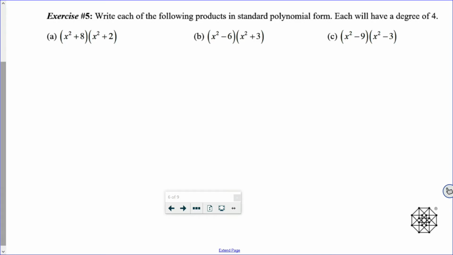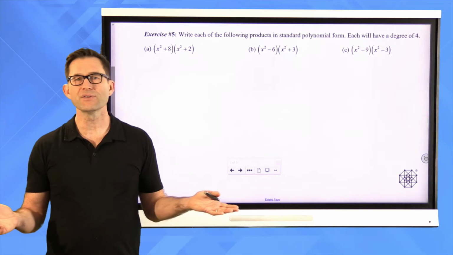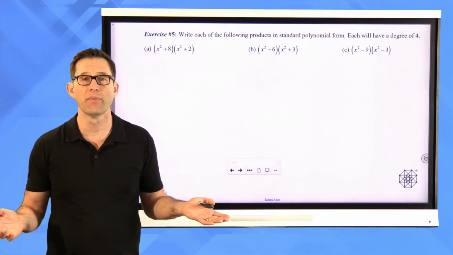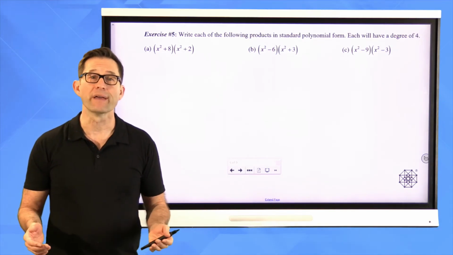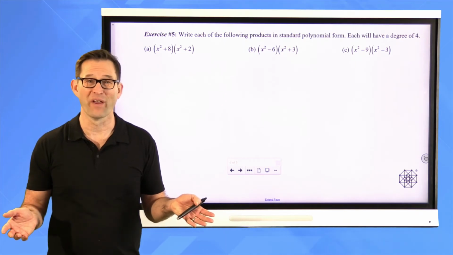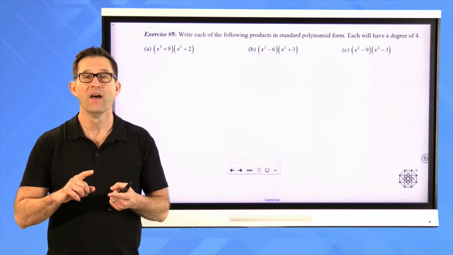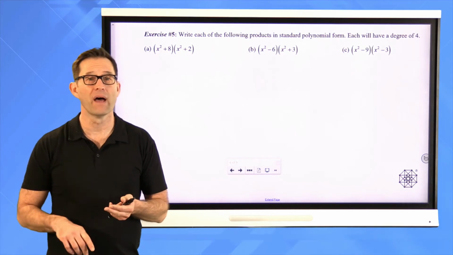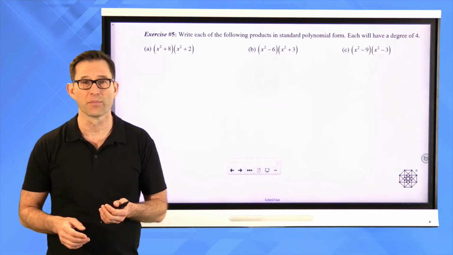Write each of the following products in standard polynomial form. Each will have a degree of 4. So we're just multiplying two binomials together. And remember, we have many different ways of doing that, including the area method, the FOIL method, the double distribution, and the standard multiplication algorithm.